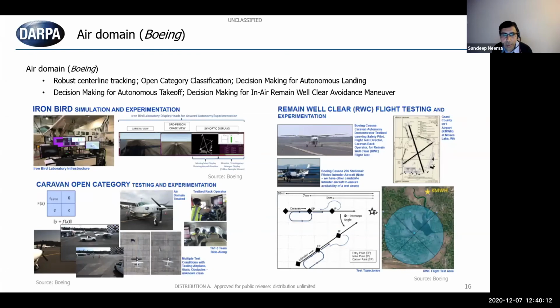Here in the autonomous takeoff perspective, you're making a takeoff decision, and if you end up running into an obstacle, or if it's not possible to finish your takeoff, how early do you make the decision, and when do you want to abort takeoff?